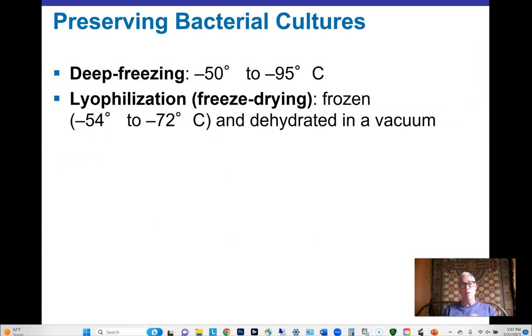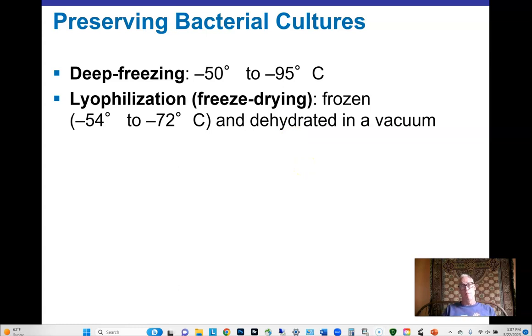Preserving bacterial cultures. Once we want to study a bacteria, when we go to the trouble of making a pure culture, we may want to save some for later so that we'll never lose it, and we can continue growing the microbe in culture in the laboratory. But we may want to have something that's more archival, something that will last a long time. And the way to produce that is by freezing at a very, very cold temperature.